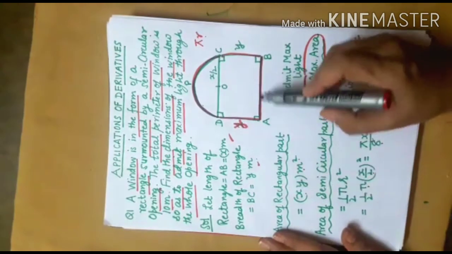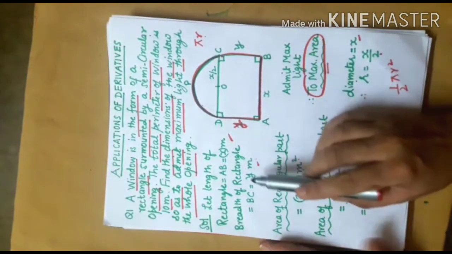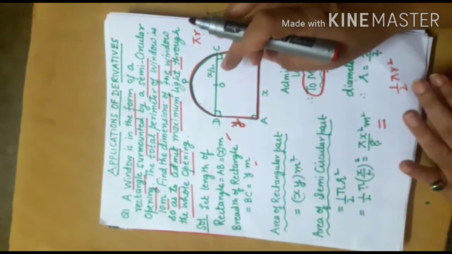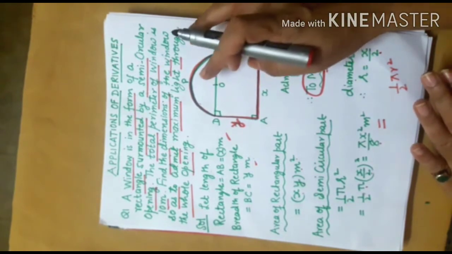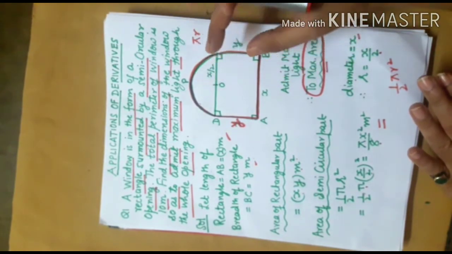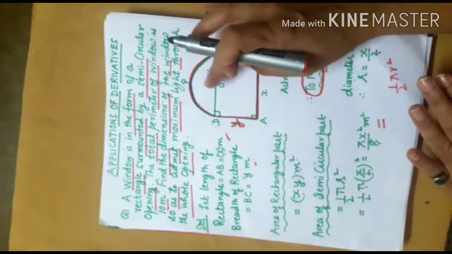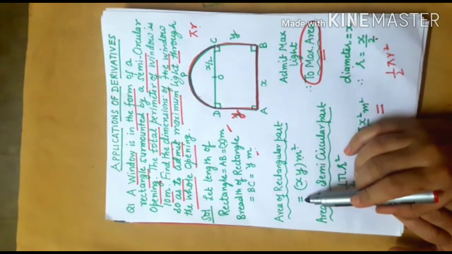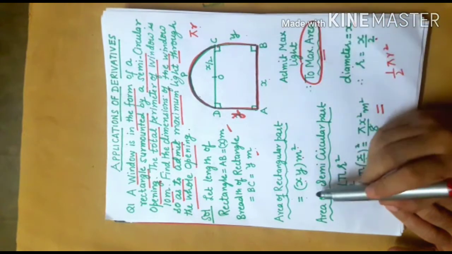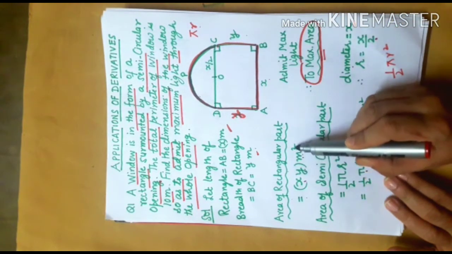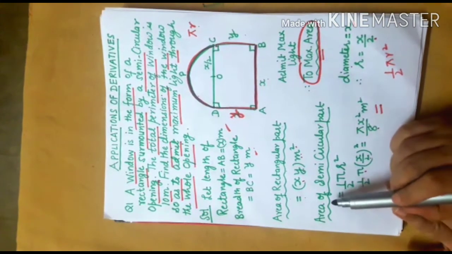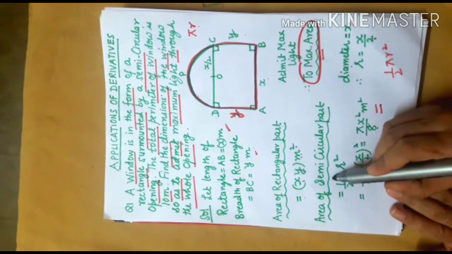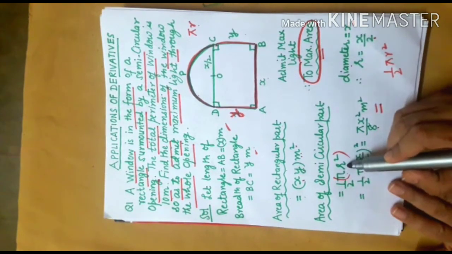So let the length of the rectangle be x meter and the breadth of the rectangle be y meter. Now I have to maximize the area of this rectangle and the area of the semicircle, that is, the combined area of the rectangle and semicircle. Area of the rectangular part will be given by length into breadth, that is x into y meter squared. And area of the semicircular part will be given by 1 by 2 pi r square, where r is the radius.